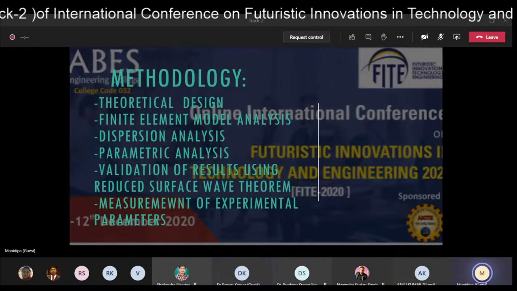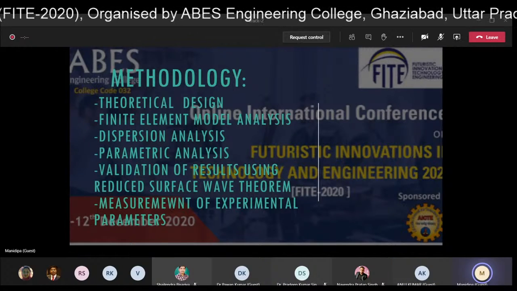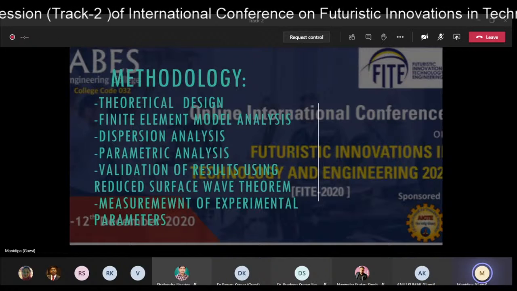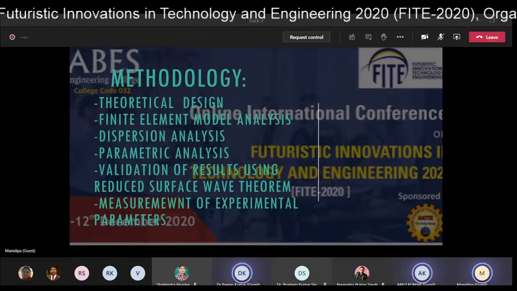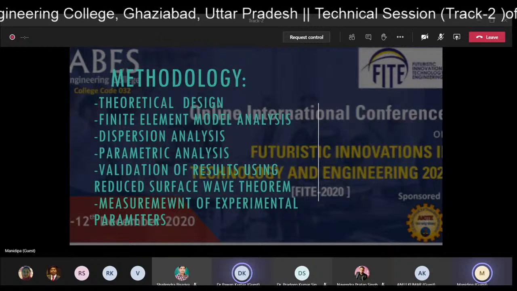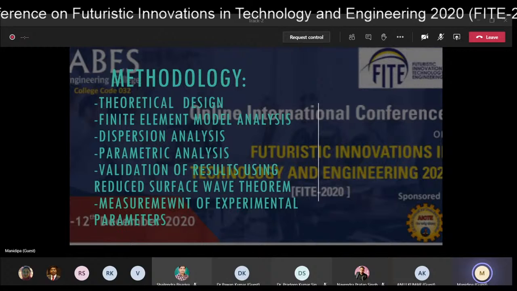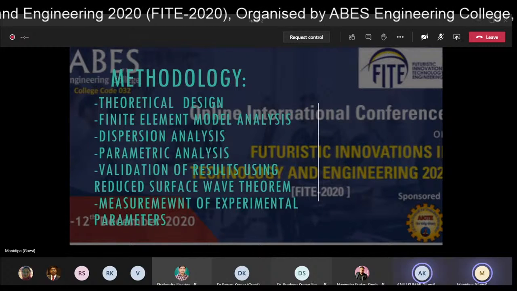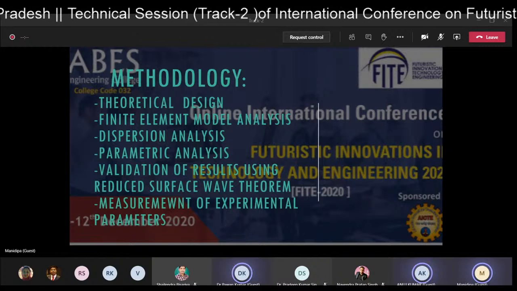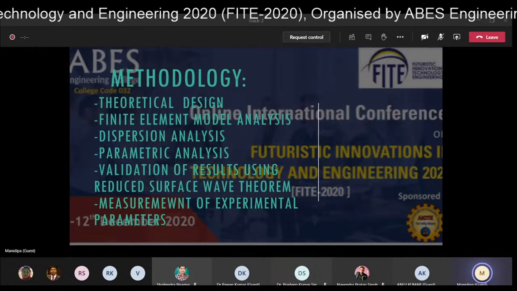The methodology was as follows. Firstly, the antenna was designed theoretically as per my frequency. Then finite element model analysis was done using the simulation software HFSS version 14. Then dispersion analysis was done theoretically. For the dispersion analysis in my paper, the reflection coefficient for the antenna, the dielectric constant permittivity, and the surface impedance were calculated. Then parametric analysis of the different parameters of the EBG substrate design was done, and for maximum gain the parameters were optimized.